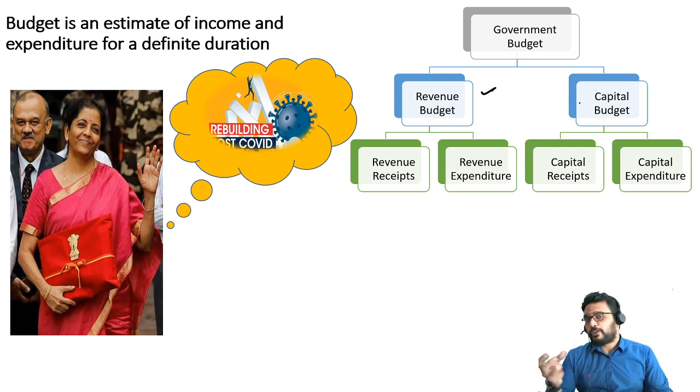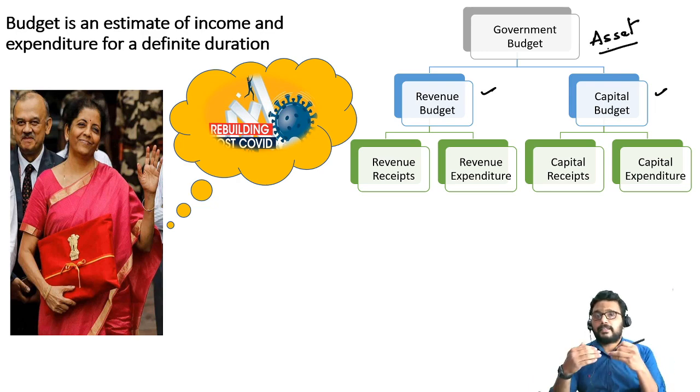that is into the revenue budget and the capital budget. Here you need to remember a very important term, that is asset. Asset is nothing but a property. Asset is nothing but an investment to purchase a property. It can be a bond, it can be a share.